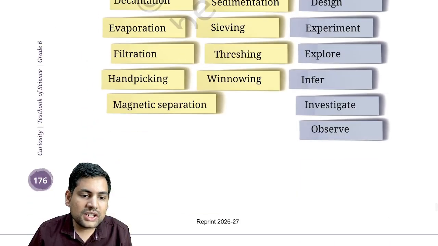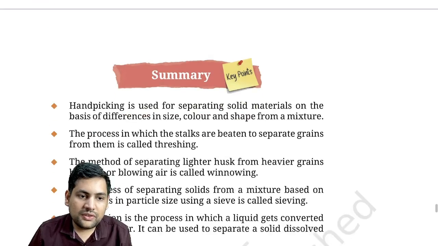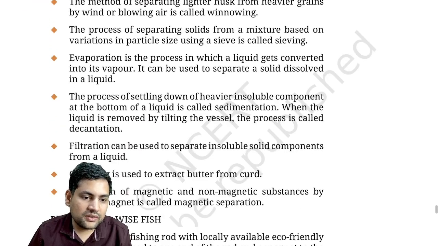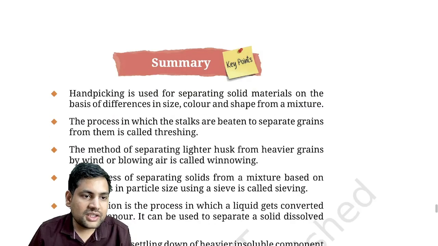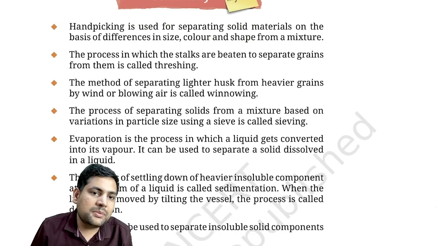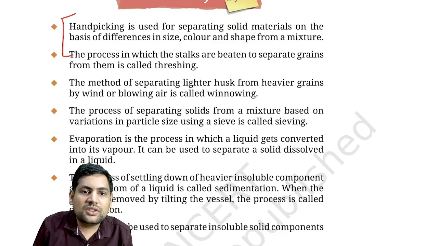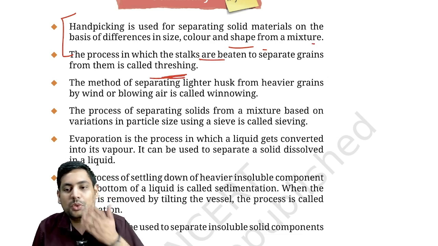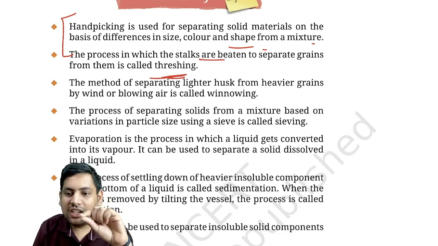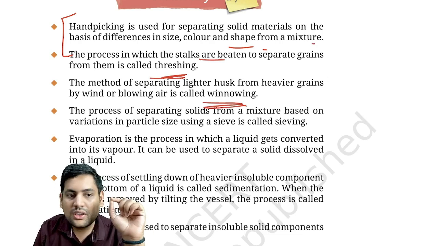Okay, so these are the different ways of separating things. Now let's see the summary. So first is hand picking of solid materials based on size, shape, all this. Then you had stalks being beaten, that was threshing. Then you were blowing air on it between lighter and heavier particles, that was winnowing.